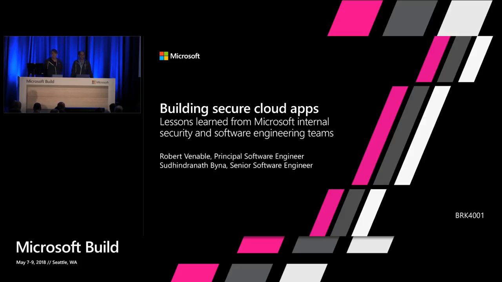My name is Robert Venable. I'm an architect for Microsoft. I work in the Corporate Services Engineering and Operations group. And with me today is Bina. He works in our DSRE group, or our Digital Security Risk Engineering group.